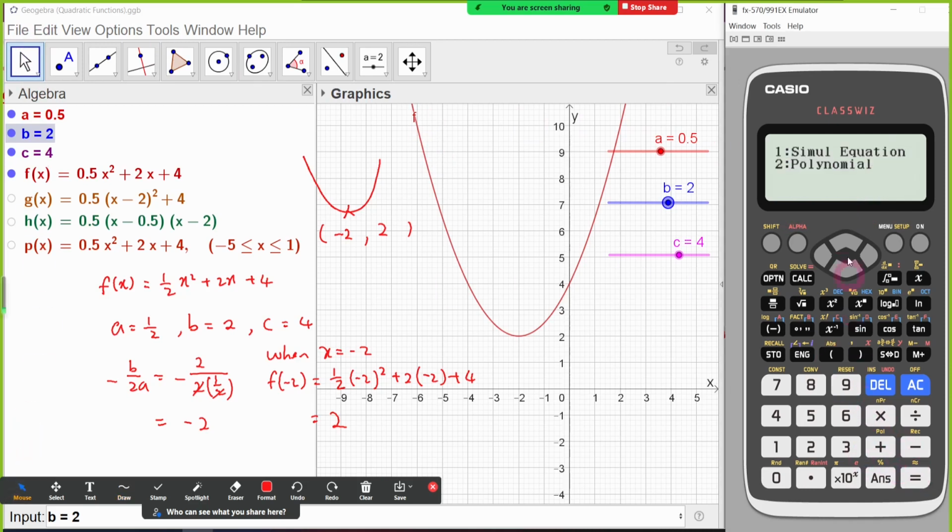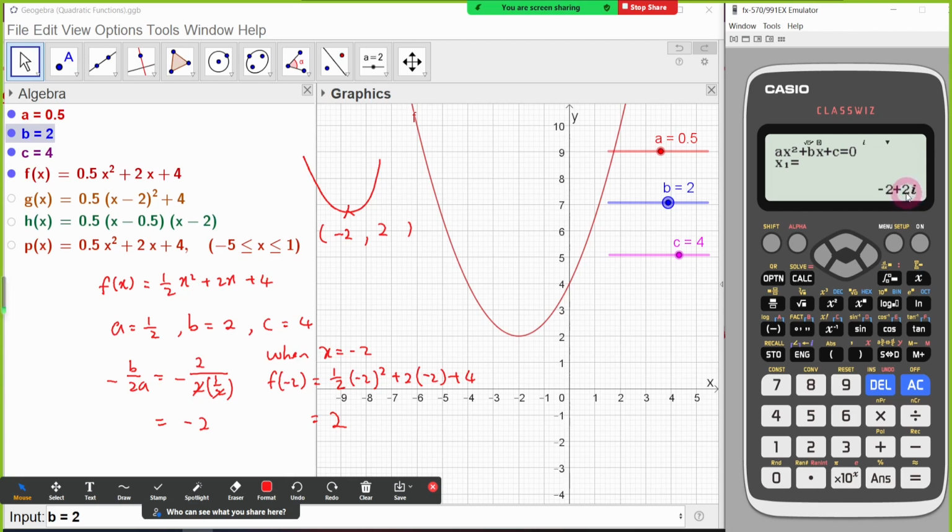Same thing, using the same mode. So, polynomial. Oh, sorry, let me rekey it in. This is a polynomial, degree 2, 0.5, 2, and 4. Now, when you press equal, you will notice that you get an imaginary number.